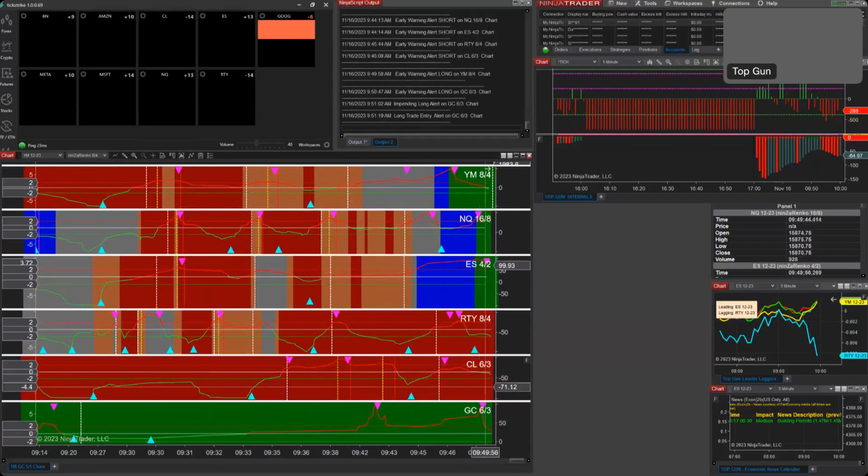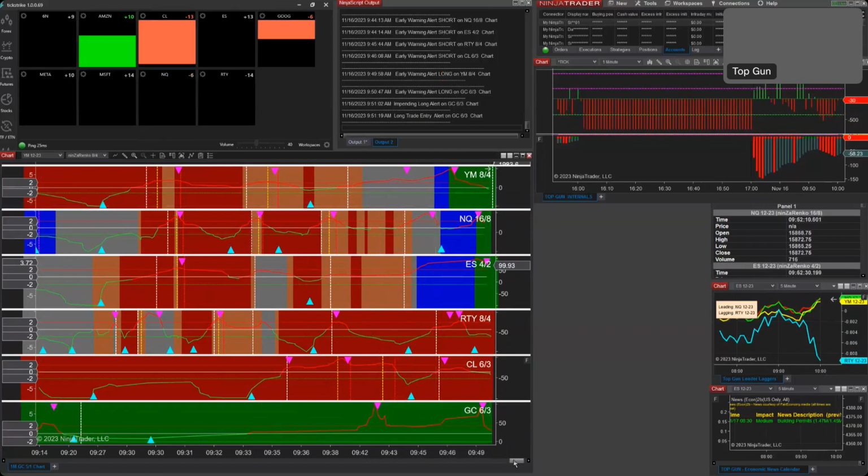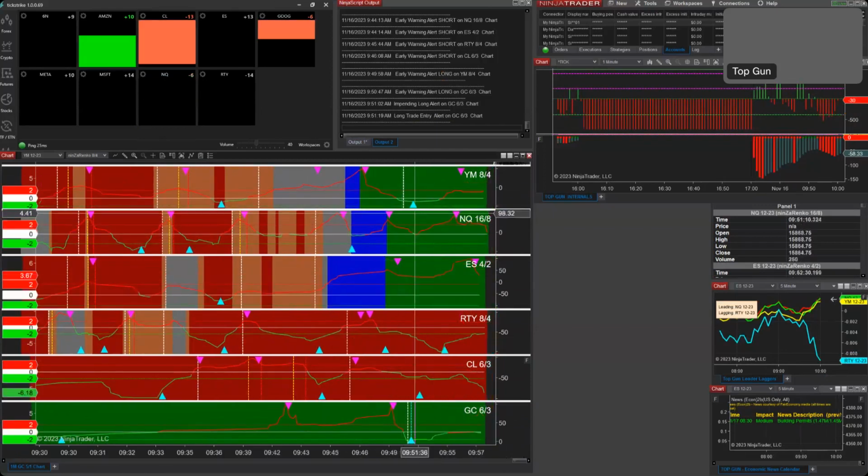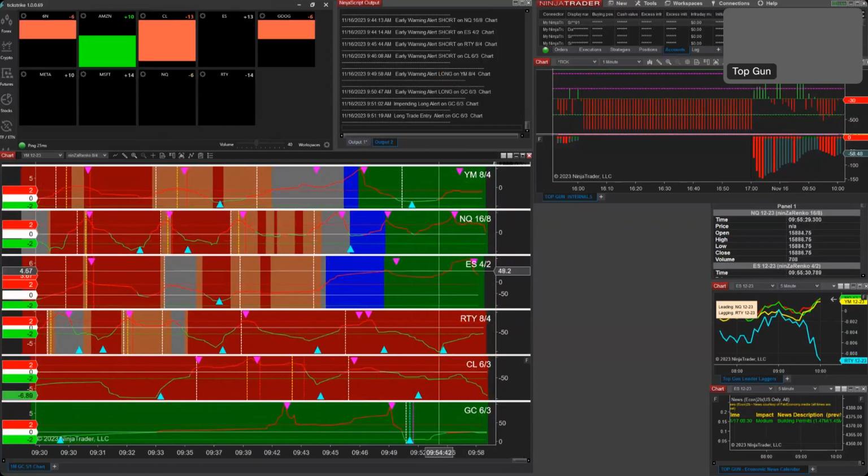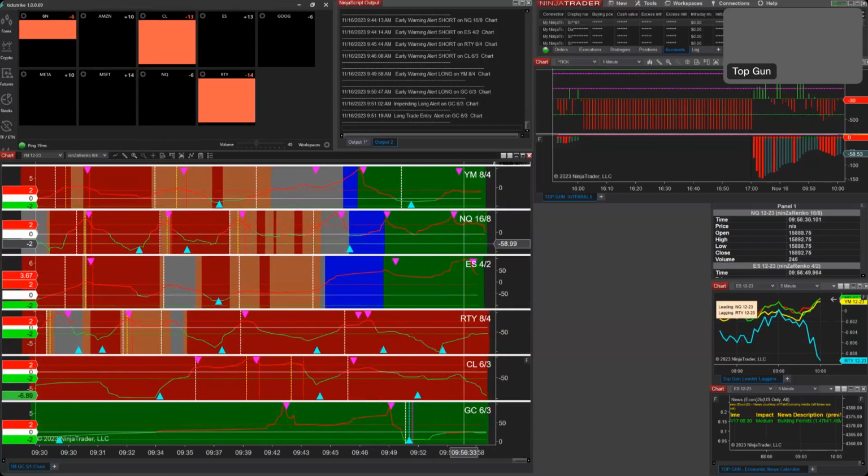Gold and crude. Gold is strong, crude is weak. As it starts to show here, you can see we go from conditional short orange to gray, which is like sit on your hands. The market's transitioning. Go to blue, which is conditional longs, and now we're green, which is aligned on multiple time frames long. So this is what we're looking for.